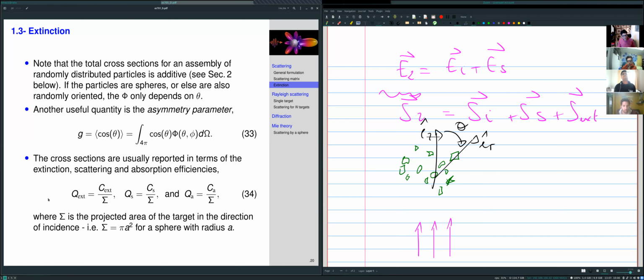Normally, we report the cross sections in terms of this Q parameter, which is exactly the same as the extinction coefficient, which is composed of the scattering and absorption terms, but they are normalized to the cross section of a sphere with a radius a. Okay, so it would be the cross section seen by the incident radiation if the obstacles are just spheres.